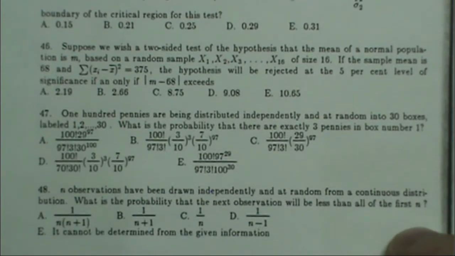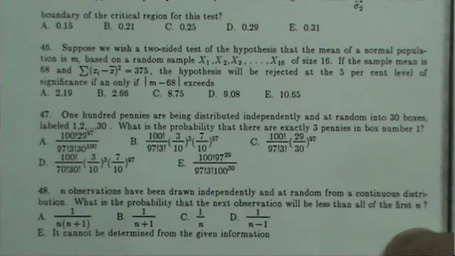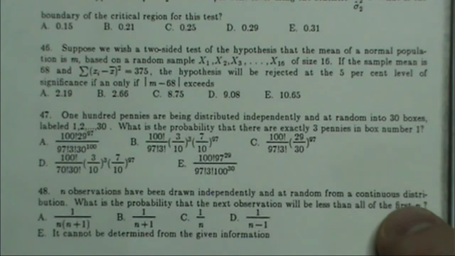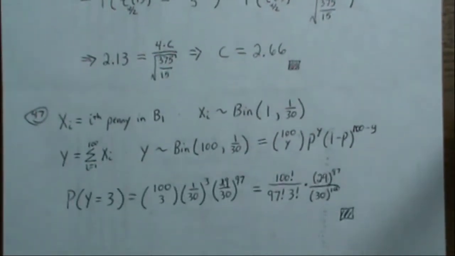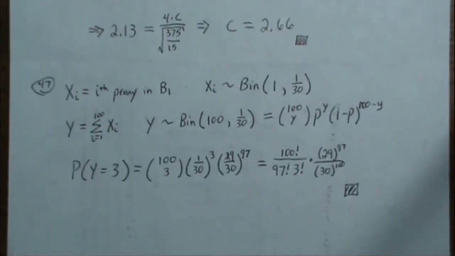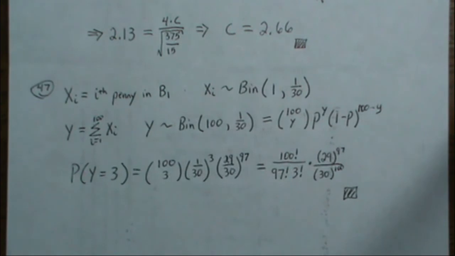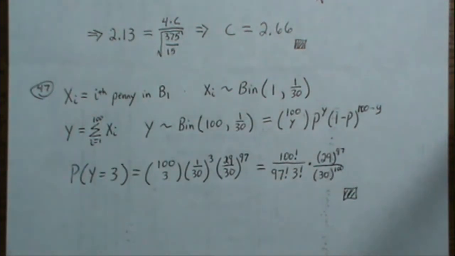Problem 47. 100 pennies are being distributed independently and at random into 30 boxes labeled 1 through 30. What is the probability that there are exactly 3 pennies in box number 1? So problem 47 is an interesting one. We want to know the probability that we have exactly 3 pennies in box 1.